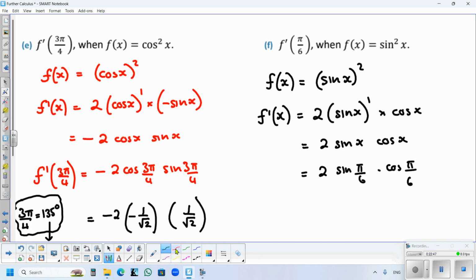Now we've got to think about what pi over 6 is. 180 divided by 6, so we're really talking about 30 degrees. So I've got 2 times sin 30, which is equal to half. Cos 30 is root 3 over 2. Multiply straight across the top gives us 2 root 3 over 4. But of course, those 2s could have cancelled, so that's going to be, divide top and bottom by 2, root 3 over 2.